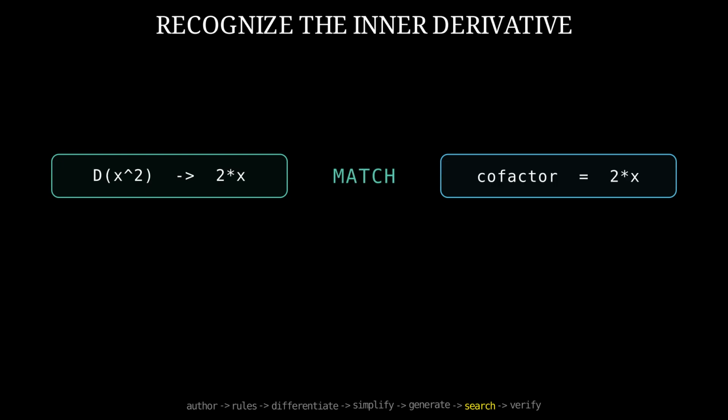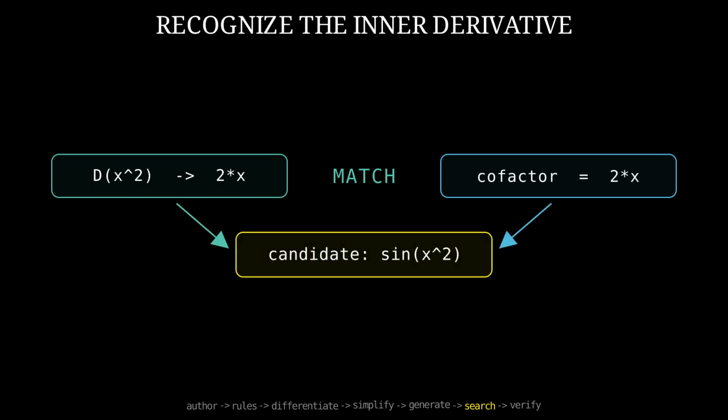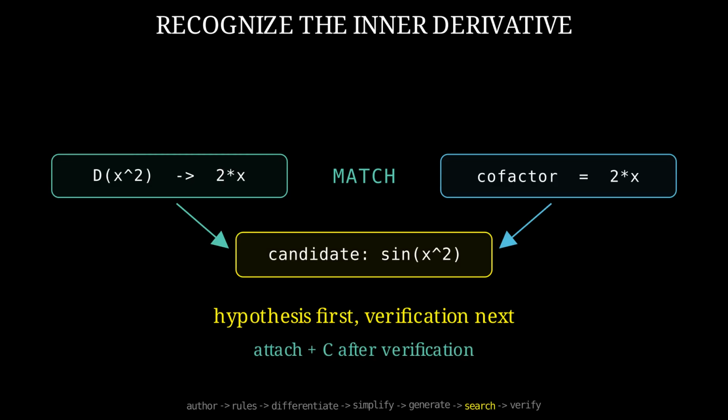Reverse the sine derivative rule. If cosine of an inner expression is multiplied by that inner derivative, propose sine of the inner expression. The candidate is sine of x squared. This is a generated hypothesis, not yet an answer. The indefinite integral also permits an arbitrary additive constant, which we attach after a representative candidate passes verification.